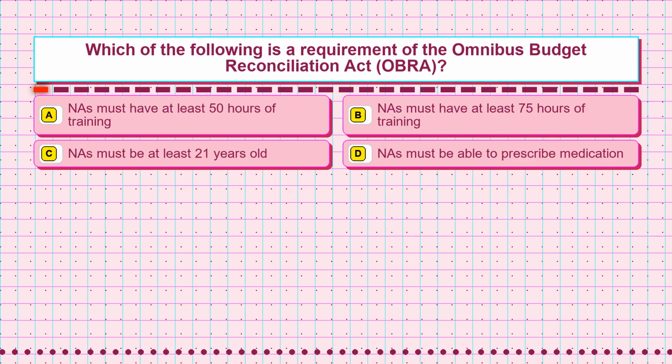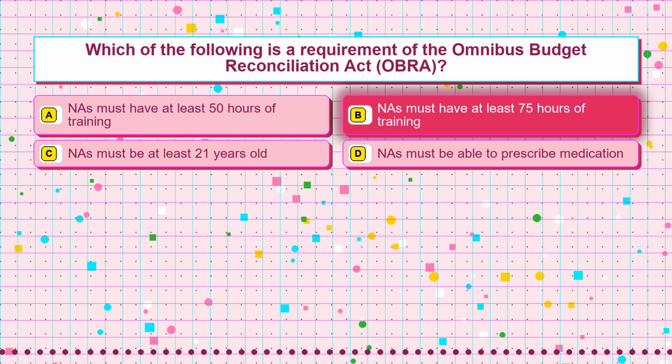Question 13. Which of the following is a requirement of the Omnibus Budget Reconciliation Act, OBRA? Option A, NAs must have at least 50 hours of training. Option B, NAs must have at least 75 hours of training. Option C, NAs must be at least 21 years old. Option D, NAs must be able to prescribe medication.